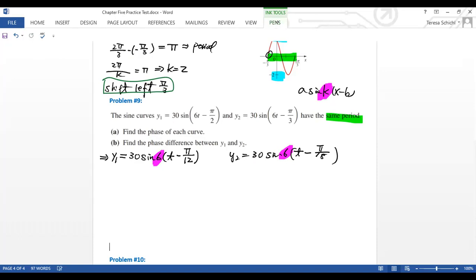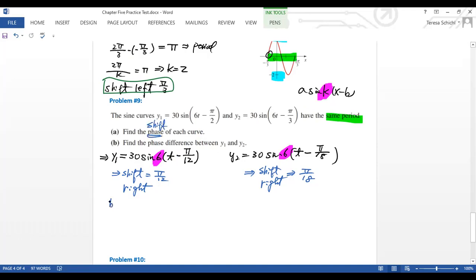Okay, so now I know, look here, they have 6, they have 6, so both of them have the same period. Okay, so what is the shift here? This is the shift: pi over 12 to the what? To the right, right? This one is also a shift to the right. What is here? It's pi over 18. The shift and the phase are the same thing. So here we use the phase, which is basically the shift, right?